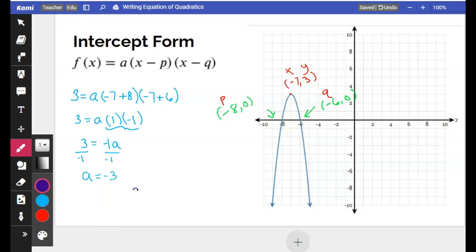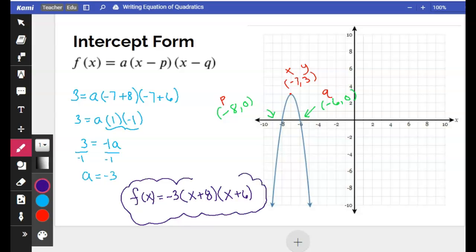So I can write my final equation. f of x equals, here's my a value, x minus p, x minus q. And there is your equation in intercept form. And again, on these problem sets too, if the value is a fraction, Delta Math will have it as a decimal. So just be aware of that and have Desmos open if you need to convert a fraction to a decimal. All right, good luck.